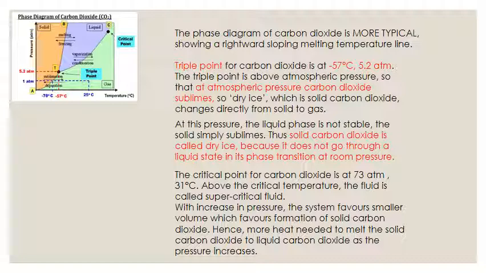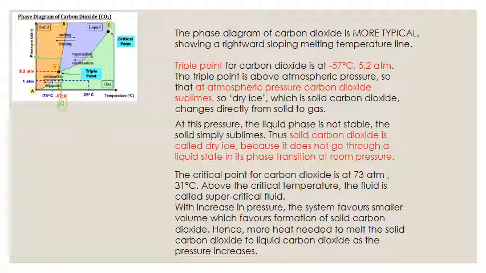As we can see here, okay, as pressure increase, okay, kita akan bergerak ke arah region solid yang lebih besar. That's why kita kata sistem akan favor formation of solid carbon dioxide. Hence, more heat needed to melt the solid carbon dioxide to liquid carbon dioxide as the pressure increase. Katakanlah ya, pressure kita bermula di sini. Okay, jadi daripada solid nak melt kepada liquid, dia punya temperature-nya adalah A.